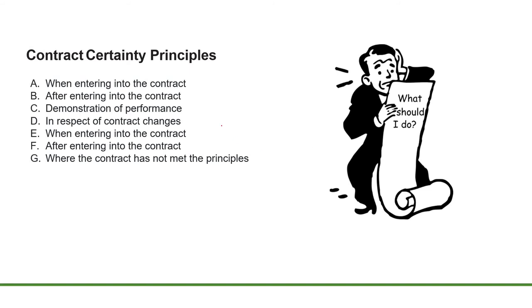Now, the first principle talks about when you are entering into the contract. So the insurer and the broker must ensure that all terms are clear and unambiguous by the time the offer is made to enter into the contract, or the offer is accepted. All the terms must be clearly expressed, including any conditions or subjectivities. The second principle talks about after entering into the contract. Now, the contract documentation must be provided to the insured promptly.